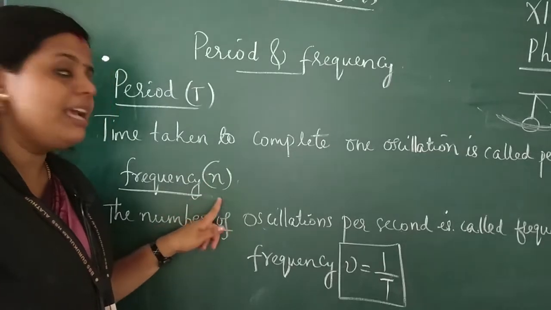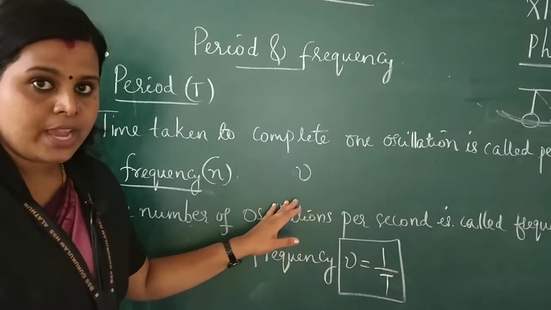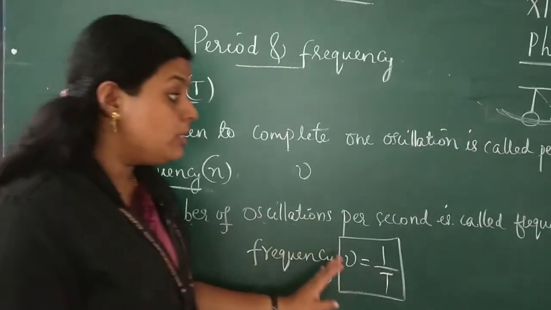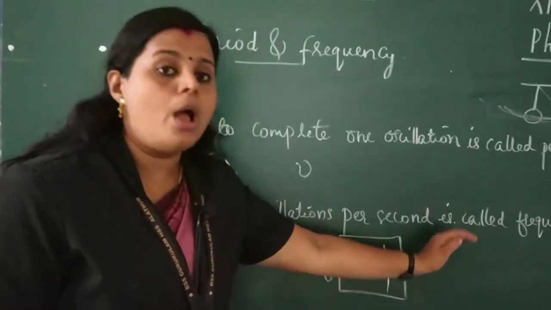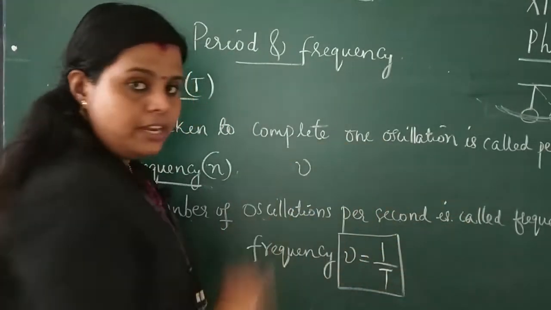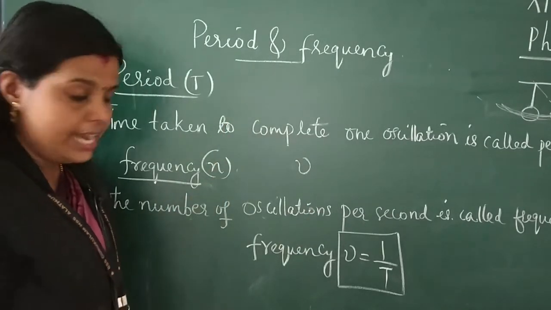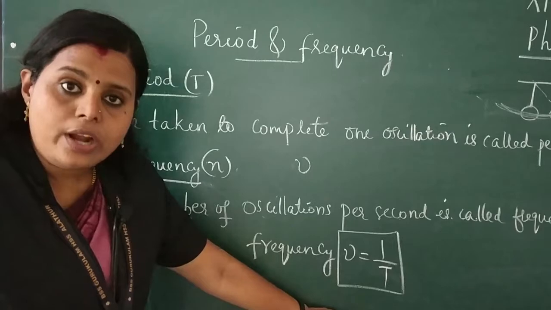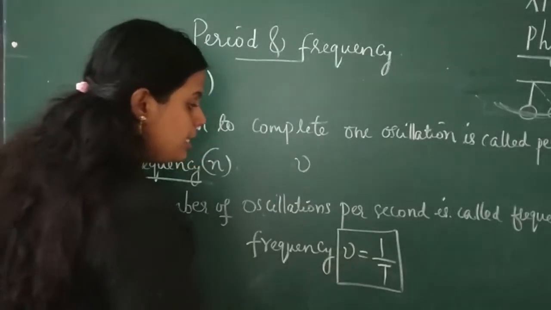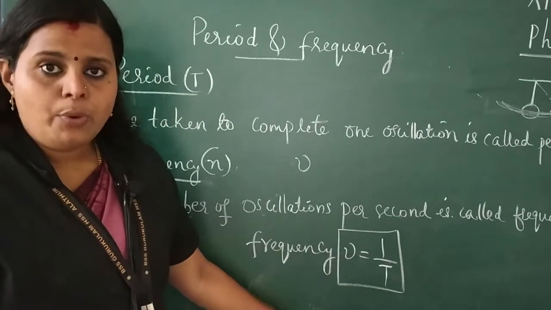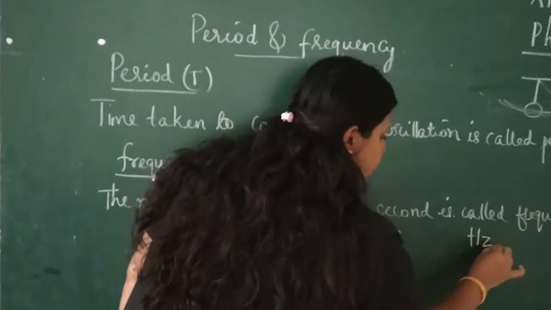It is represented by small letter n, or it can be represented by the letter nu. And what is frequency? The number of oscillations per second. The number of oscillations per second is called frequency n. Clear? So, here is the relation between frequency and time period. That is, frequency is the reciprocal of time period, or time period is the reciprocal of frequency. So, frequency nu is equal to 1 by T. What about the unit of frequency? Yes, we are familiar with the unit of frequency, that is hertz.